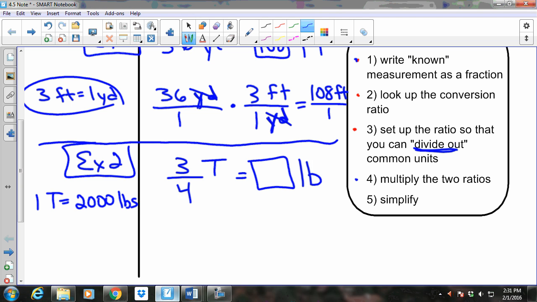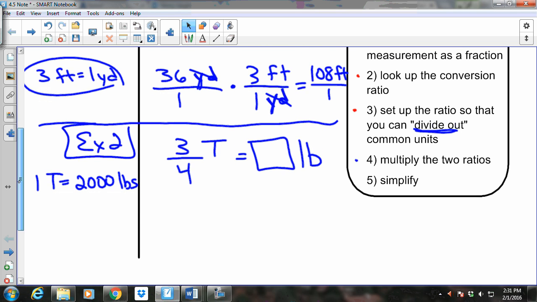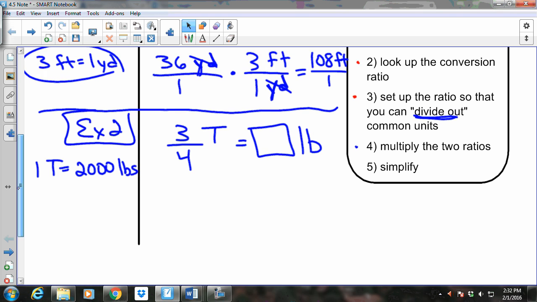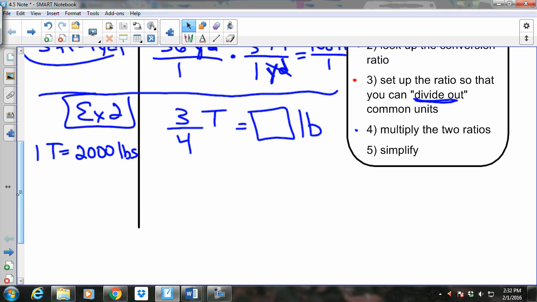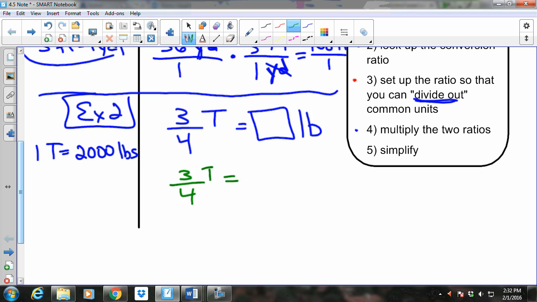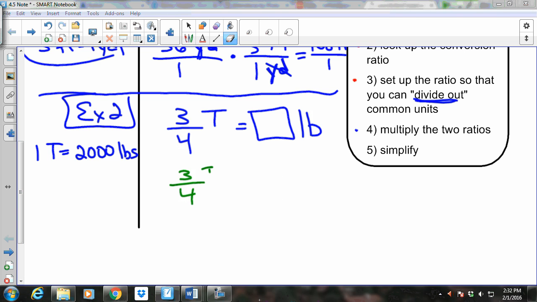So we've looked up the conversion ratio. Now we're on step 3. Set up the ratio. Maybe I should have said set up the multiplication problem. That would probably be a better way to say that. Set up the multiplication problem so you can divide out the common units. So I'm going to go to green so you can see the new stuff. 3/4 of a ton times something with a ton on the bottom. And that is so I can divide out these tons here.